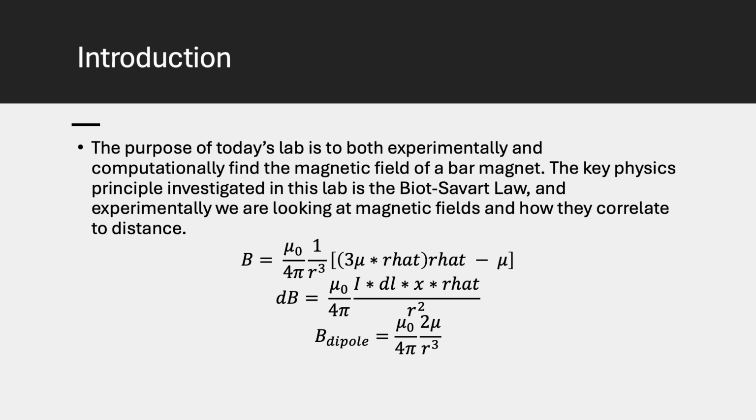So today in lab, the purpose is to both experimentally and computationally find the magnetic field of a bar magnet. The key physics principle investigated here is the Biot-Savart law, and it goes along with magnetic fields. You can see the different equations that can be derived from the Biot-Savart law, which is the first equation down here, and the other two can be derived from, or in the second one's case, an integral of the first one. And so experimentally, we're going to be looking at magnetic fields and how they correlate to distance.